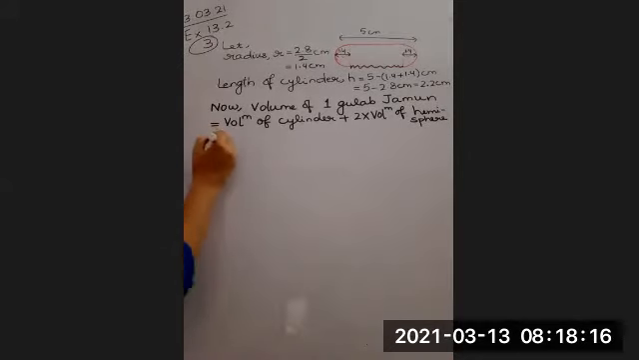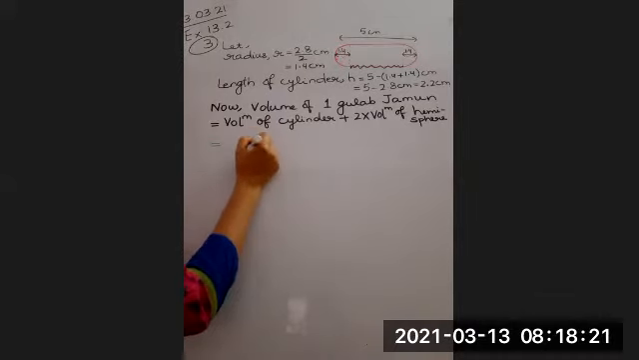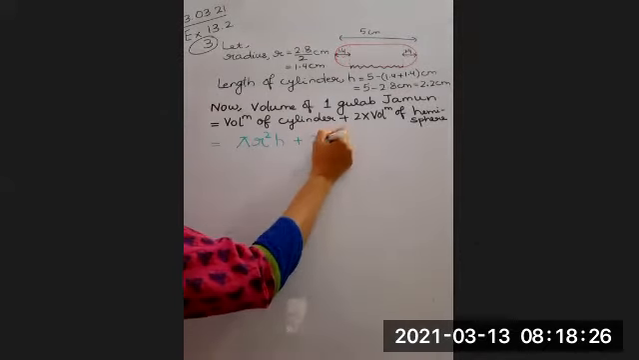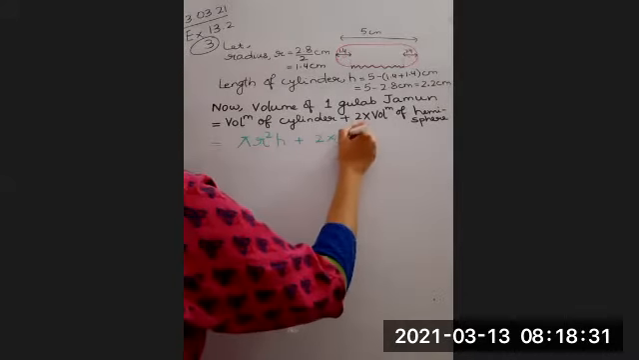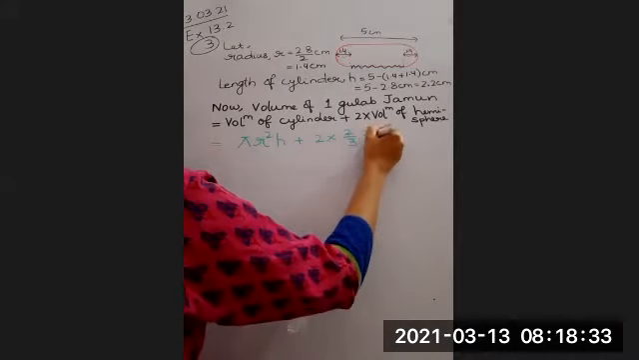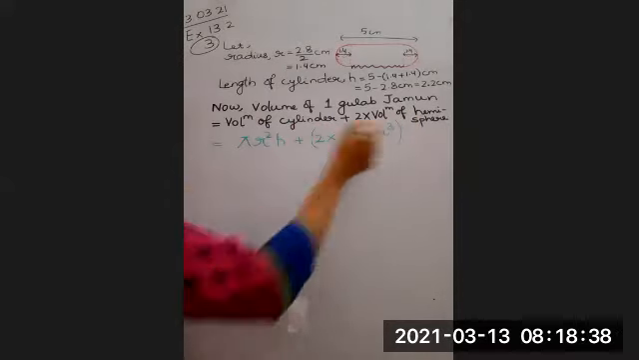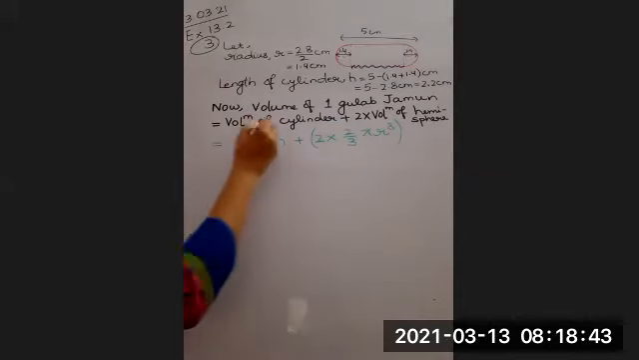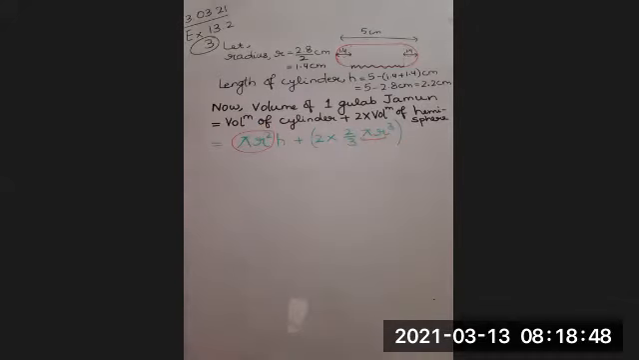Now, what is the formula for volume of cylinder? Pi r square h. And volume of hemisphere? 2 by 3 pi r cube. It has to be multiplied by 2 because there are 2 hemispheres. All right. Now, what can be taken common, beta? Pi r square can be taken common.